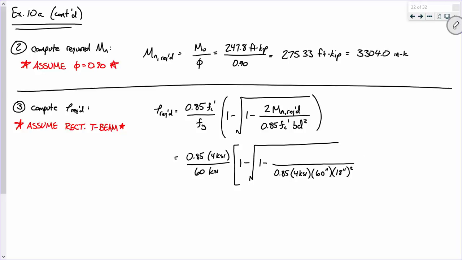Oh, come on. And then 2 times, what is Mn required? There we go. All right, so need a little bit of help on this one. All right, 0.00. All right, hold on, guys. Come on now. All right, 0.00291. Do I have a second on that? Yeah. All right. So 0.00291.